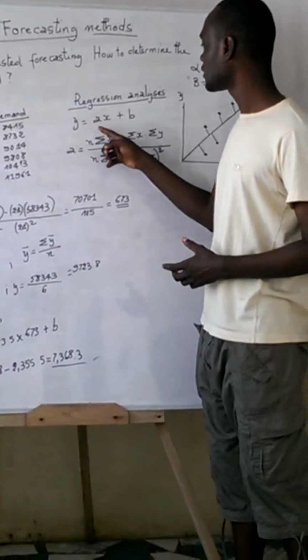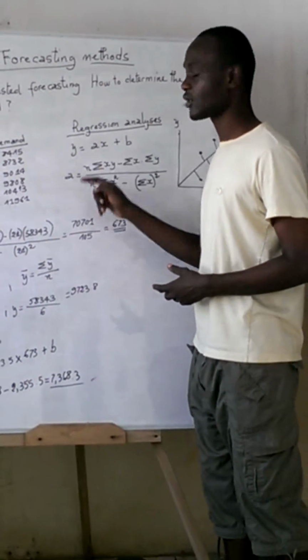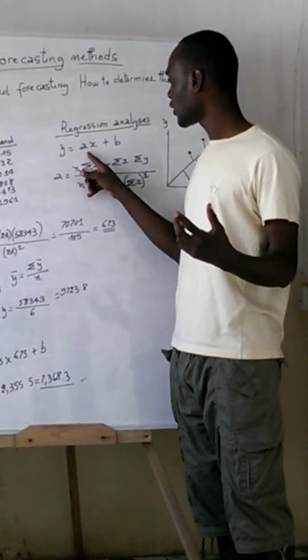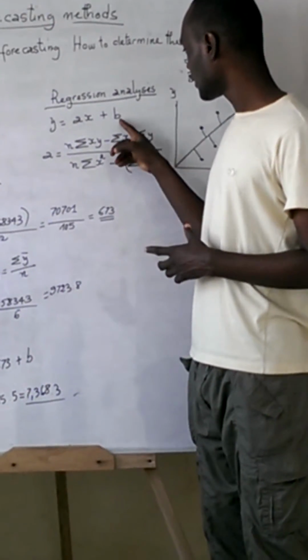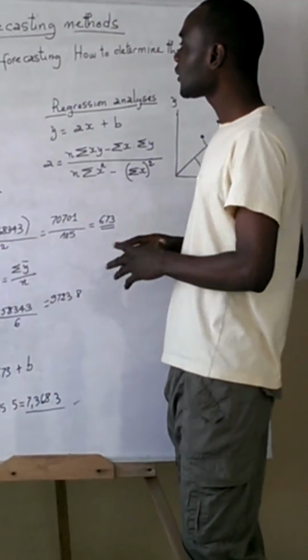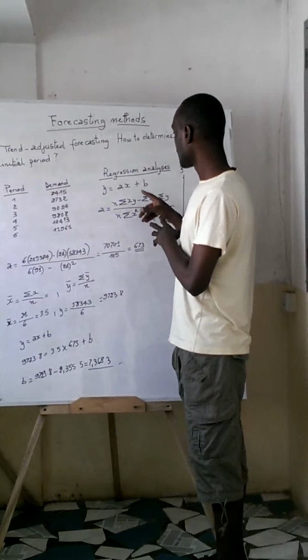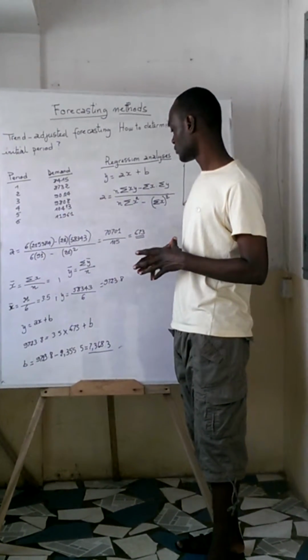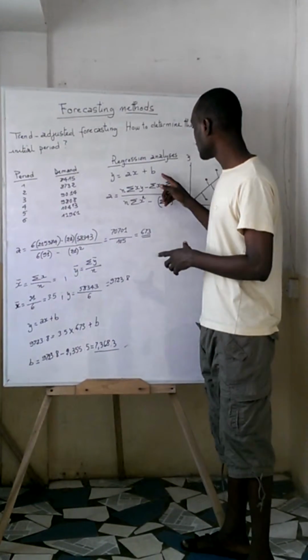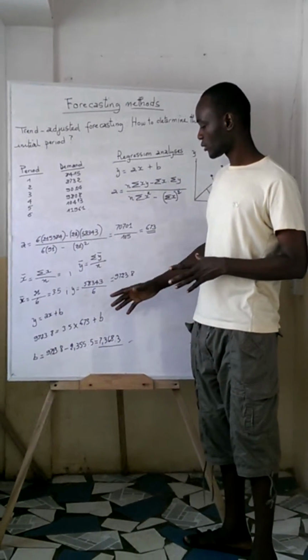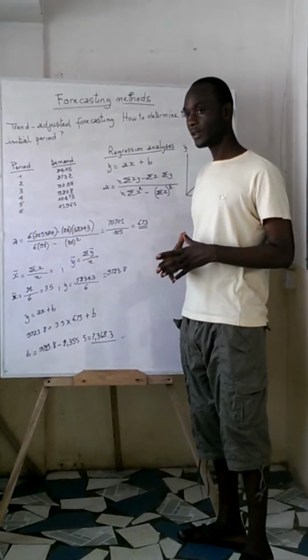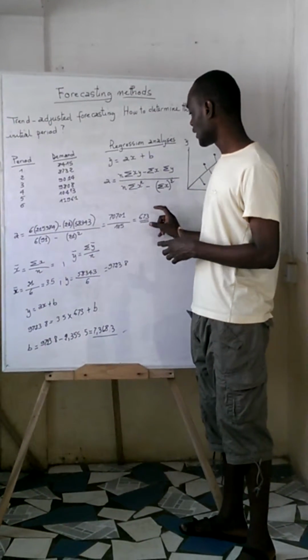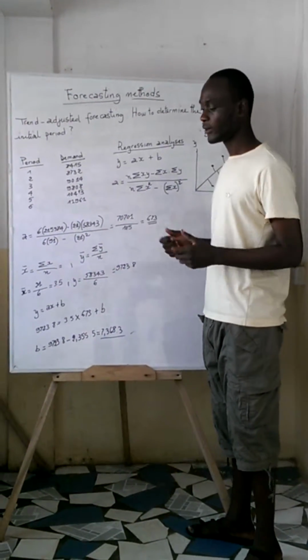So we need to find the gradient. This a is a gradient. We need to find this gradient and then calculate b. So in the context of our exercise, this a will be our trend, and this b will be our level. So this b will be the level of this demand forecast, and a will be the trend.